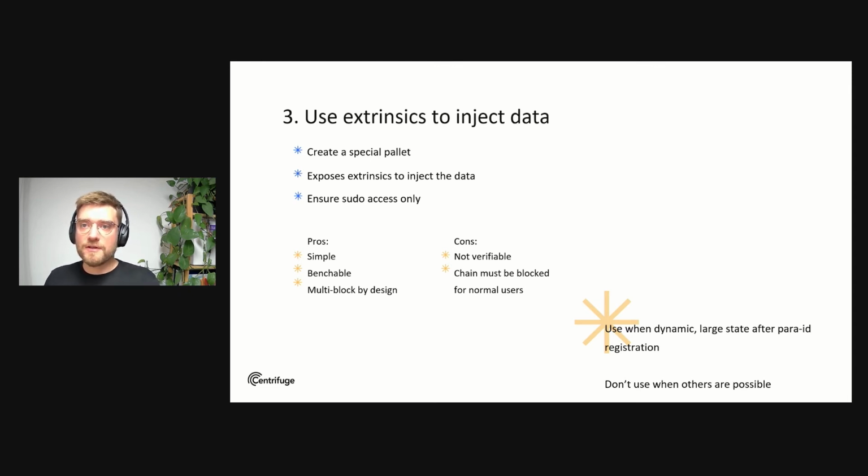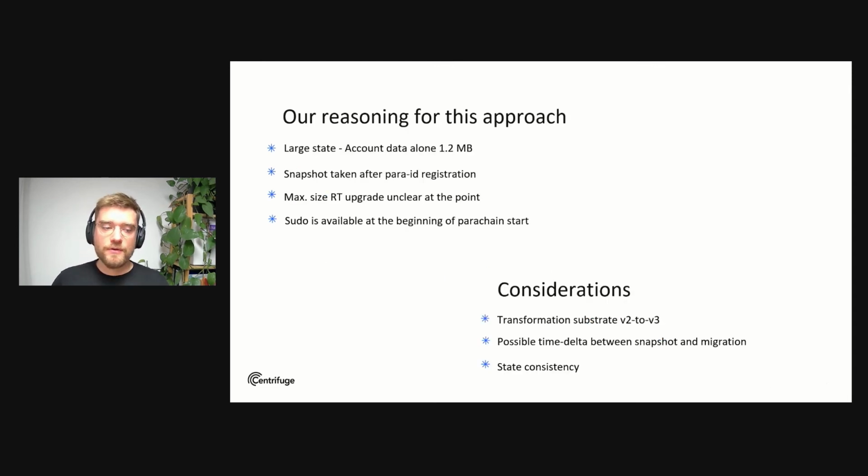It is, of course, because you can check the state and everybody can check if their values actually match. But in contrast to the WASM that is actually part of your runtime, you're just injecting data from a pseudo account. And I would say use this approach when you have a dynamic large state after your parachain registration, but don't use it when the others are possible. And our reasoning for this approach and not using the multi-block runtime upgrade was we already had a fairly large state at the point where I approached this, and it was, I don't know, roughly 1.2 megabytes for account data alone.